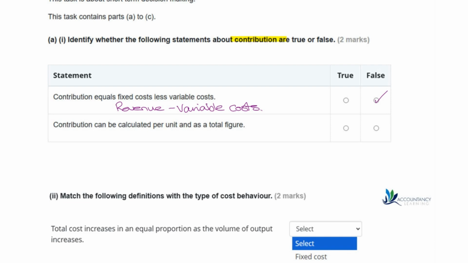Contribution can be calculated per unit and as a total figure. So yes, this is true. You can do it on per unit or total.